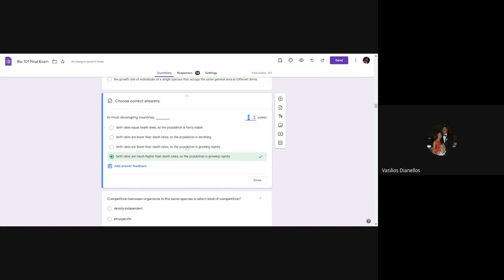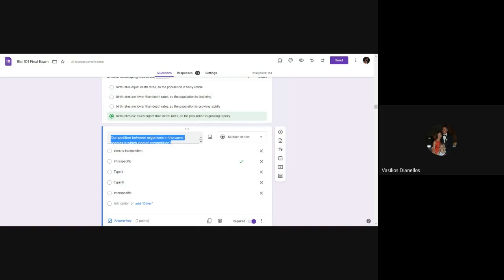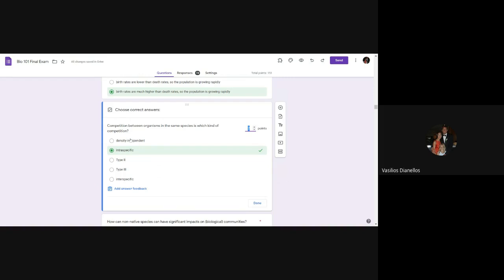Moving forward. Competition between organisms in the same species is what kind of competition? The key here is we're talking about the same species, not in between species. So it's simply intraspecific, right? The answer is intraspecific. And really, the only option, because the only thing we discuss when we talk about competition, either between species or in the same species, was either intraspecific or interspecific. The other stuff is just filler. So if you chose interspecific, you at least got 1 out of 2 points. If you chose anything else, you got 0 points because that has nothing to do with this discussion.